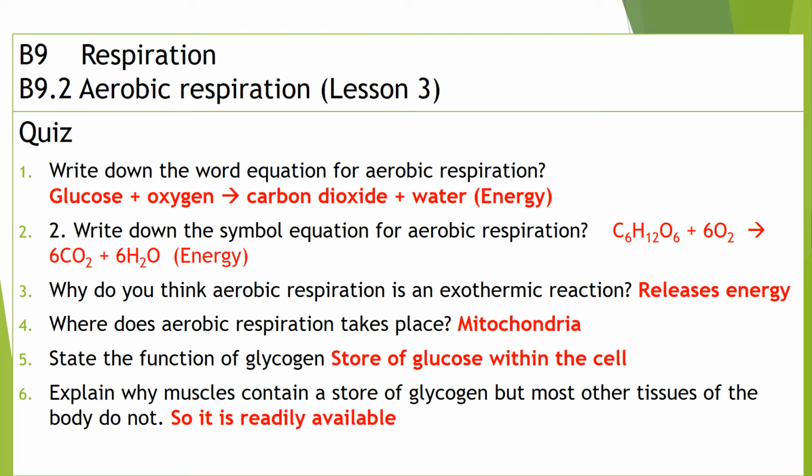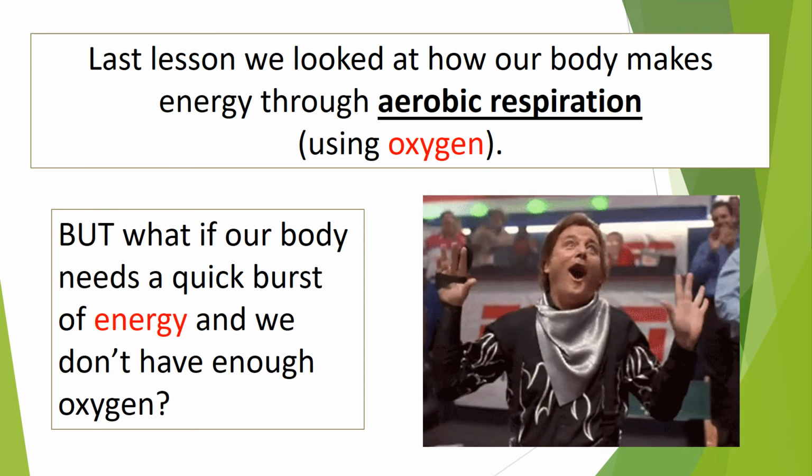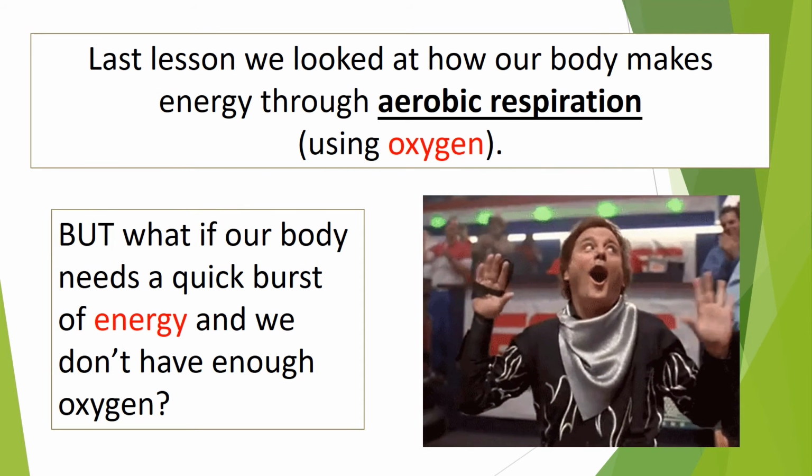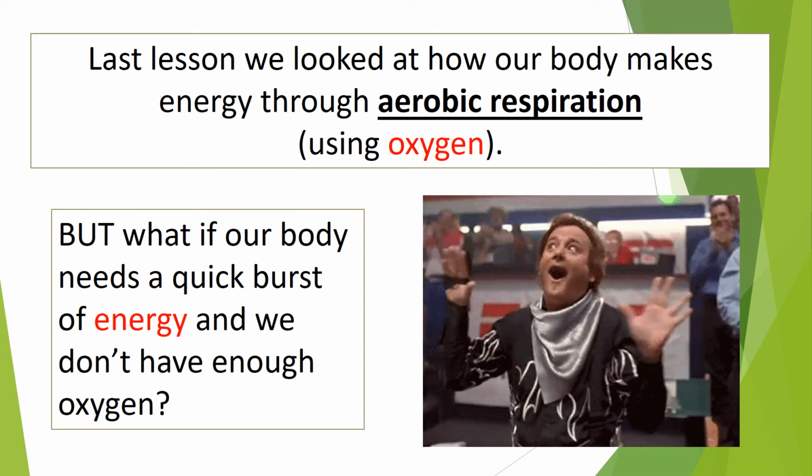Explain why muscles contain a store of glycogen, but most other tissues in the body do not. So it's readily available because muscles require more glucose, because they are the site of more respiration due to the fact they are contracting. Think back to yesterday's lesson where we looked at exercise and respiration.